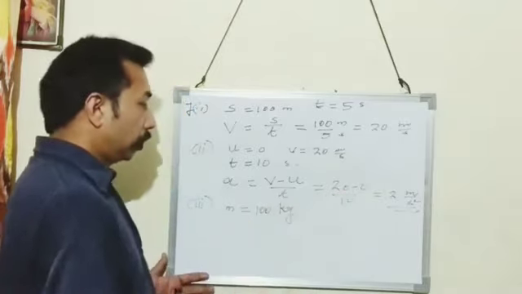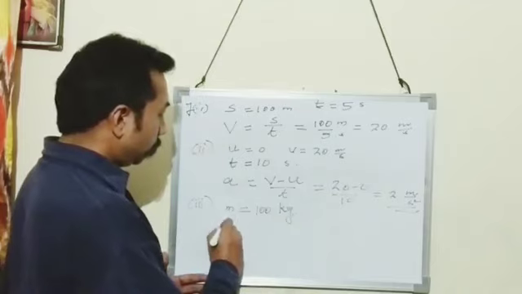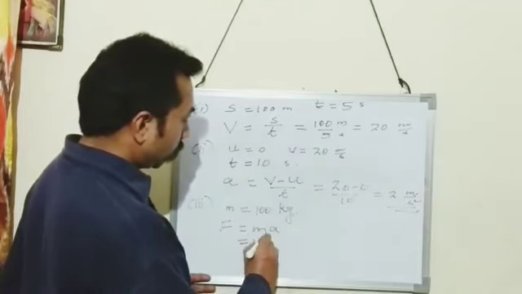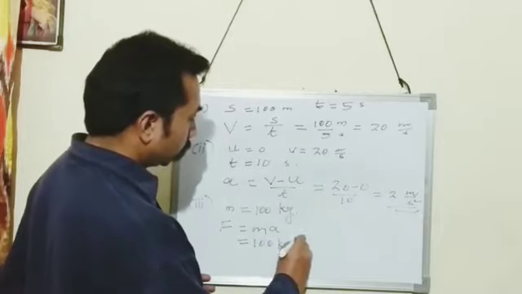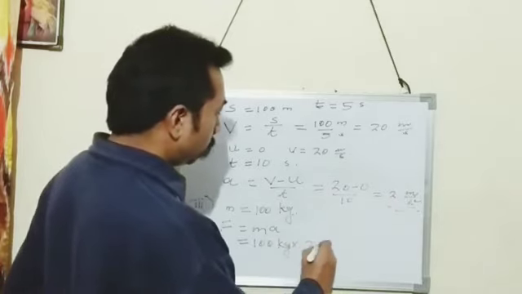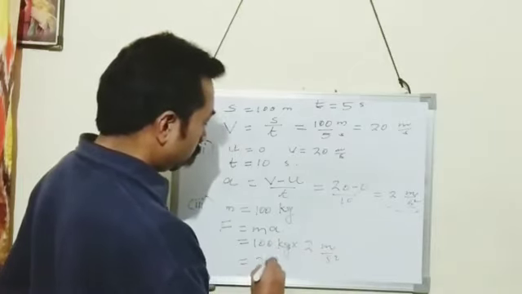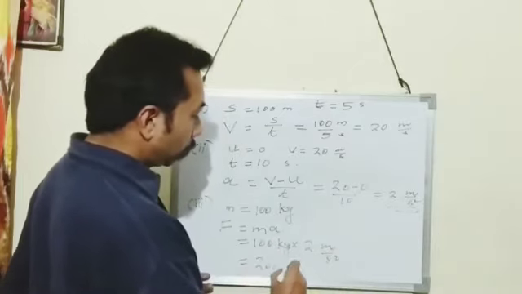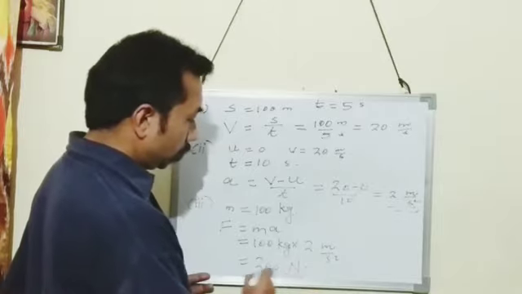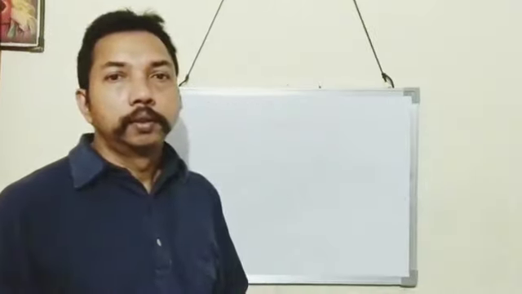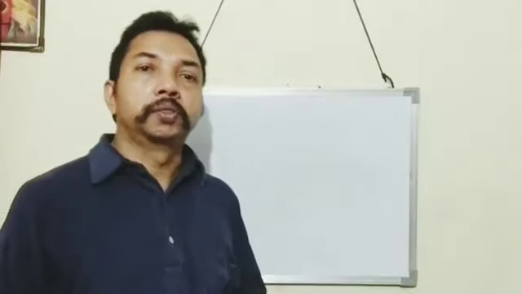Acceleration we have found. Then writing the formula, force equal to mass into acceleration. Mass is 100 kilogram and acceleration we have calculated 2 meters per second square. 100 into 2 equal to 200. Kilogram into meter per second square is called Newton. So this is the answer of question number 7. Now we do question number 9.